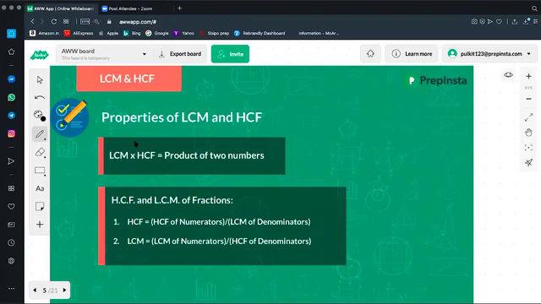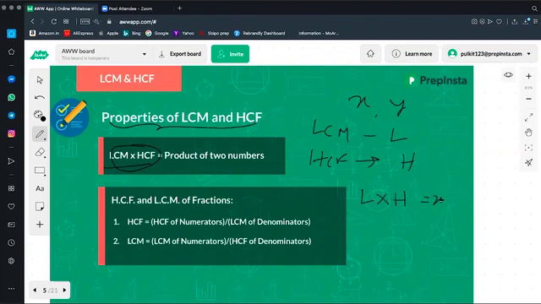Now the next concept is talking about properties of LCM and HCF. The first funda is the product of LCM and HCF. Let's say two numbers are X and Y. I'll say the LCM for these two numbers is some number L. The HCF of these two numbers X and Y is some number H. So in that case, what I can say is L into H is equal to X into Y. Is that clear, everyone? Yes or no?